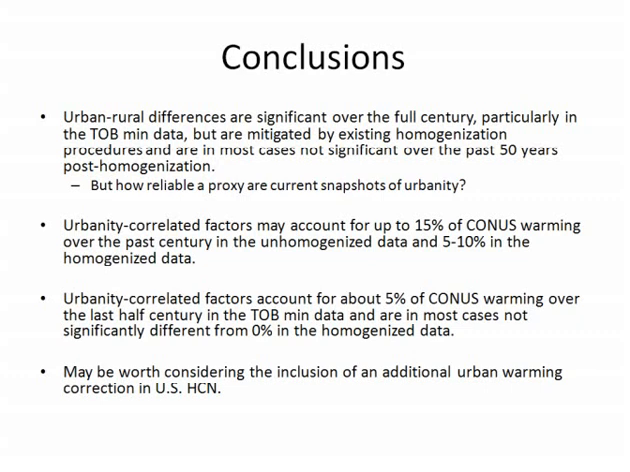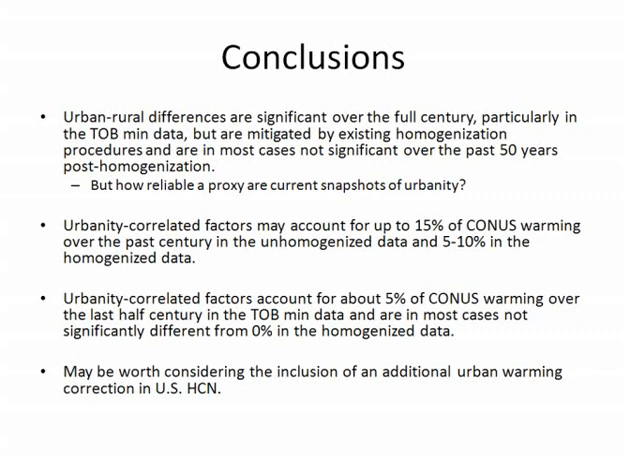So we also found that urban correlated factors may account for up to 15% of CONUS warming over the past century in the unhomogenized data, and 5 to 10% in the homogenized data. However, over the last 50 years, they only account for about 5% of CONUS warming in the TOB data, and in most cases are not significantly different from zero in the homogenized data. That said, the mean is in all cases, or almost all cases, slightly above zero, so there might be a little bit of signal left there.